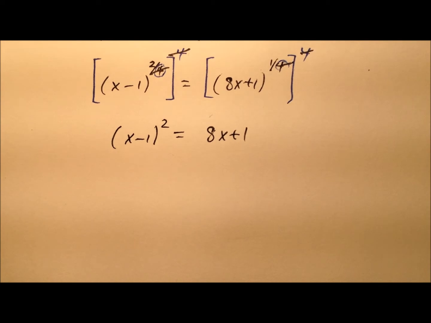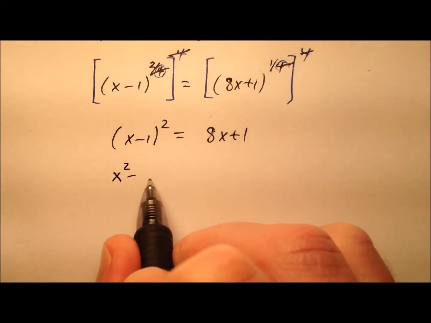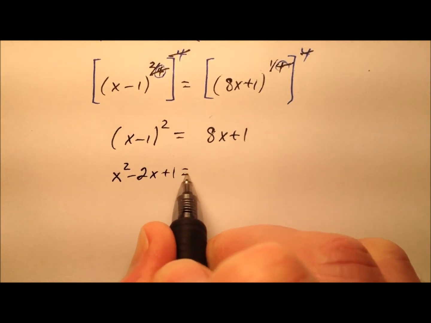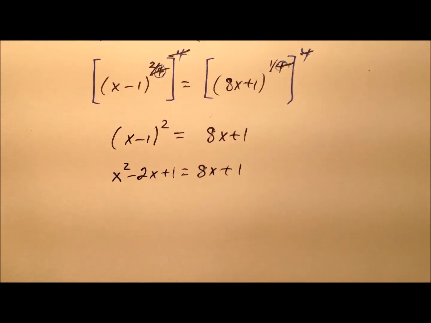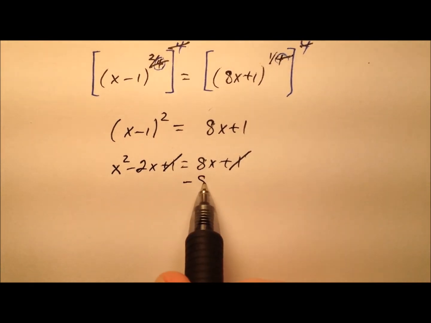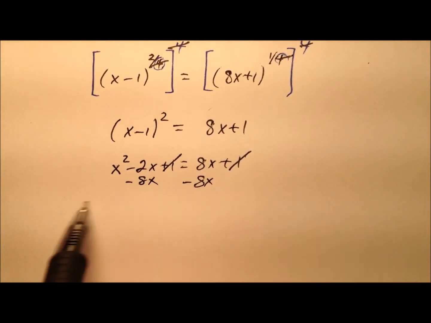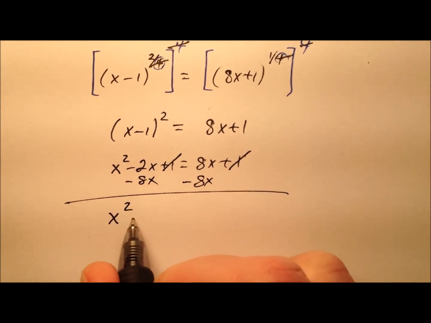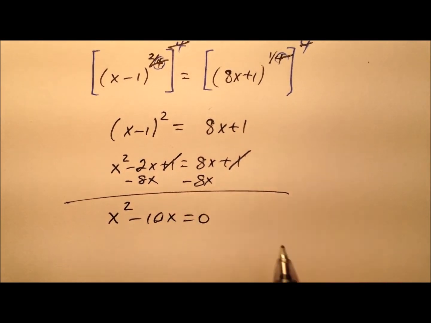So this is not too bad at all. Let's go ahead and square this left side. So it'll be x squared minus 2x plus 1, and that'll equal that 8x plus 1. Well, it looks like these 1's will cancel. And let's subtract 8x from both sides. And it looks like x squared minus 10x equals 0.